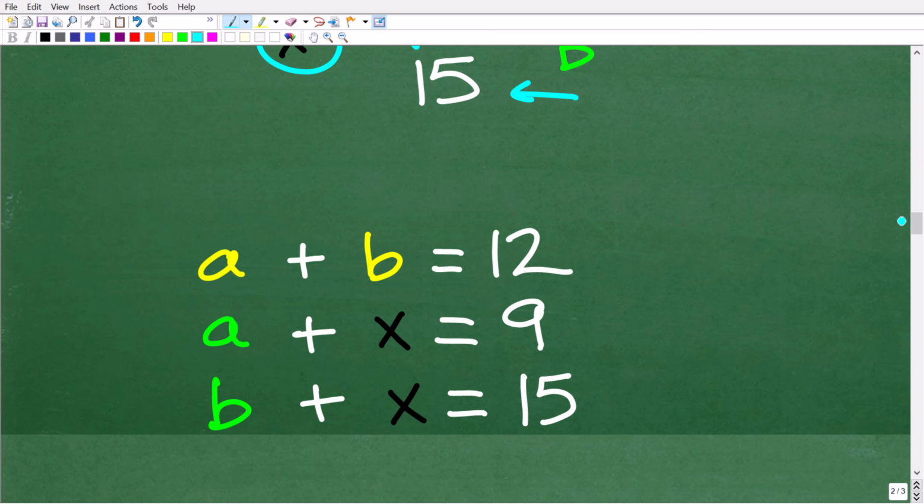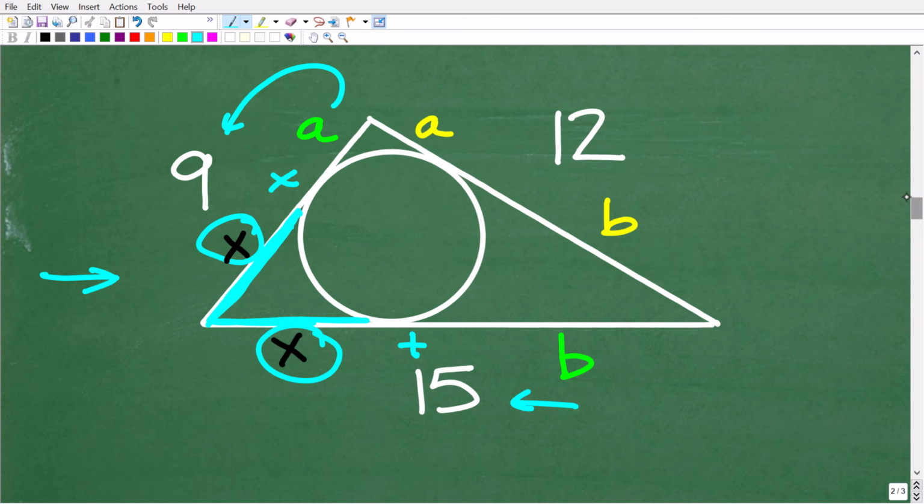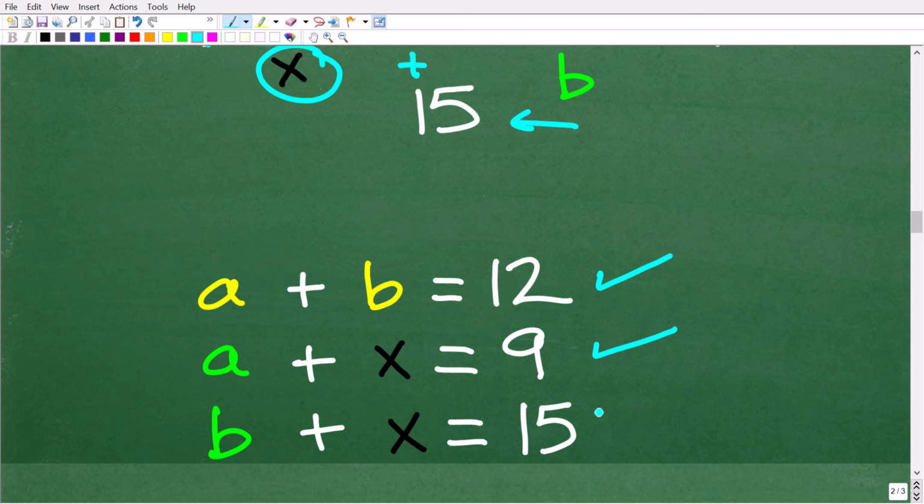All right, so here are the equations that we have. We know that A plus B is equal to 12, and now we know that A plus x is equal to 9. Remember, going up here, we're going to let this variable be equal to x. So x plus A is going to be equal to 9. And now here we can see that x plus B is going to be equal to 15. So now we have these other equations: A plus x is equal to 9 and B plus x is equal to 15.